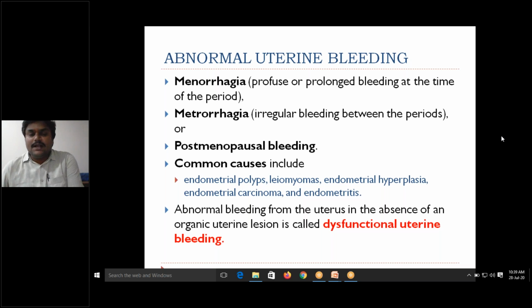So what are the common causes for this abnormal uterine bleeding? I already told you, which include endometrial polyps, fibroids, endometrial hyperplasia, endometrial carcinoma, and of course endometritis, which we discussed in the last class.